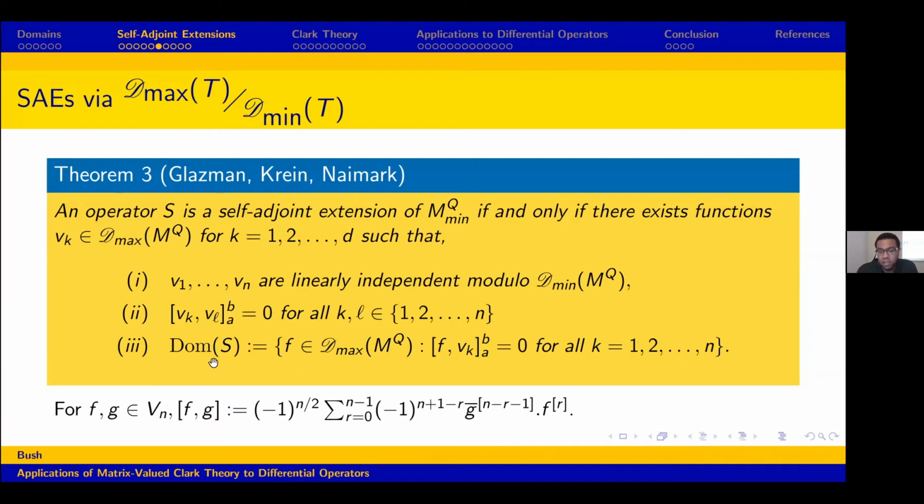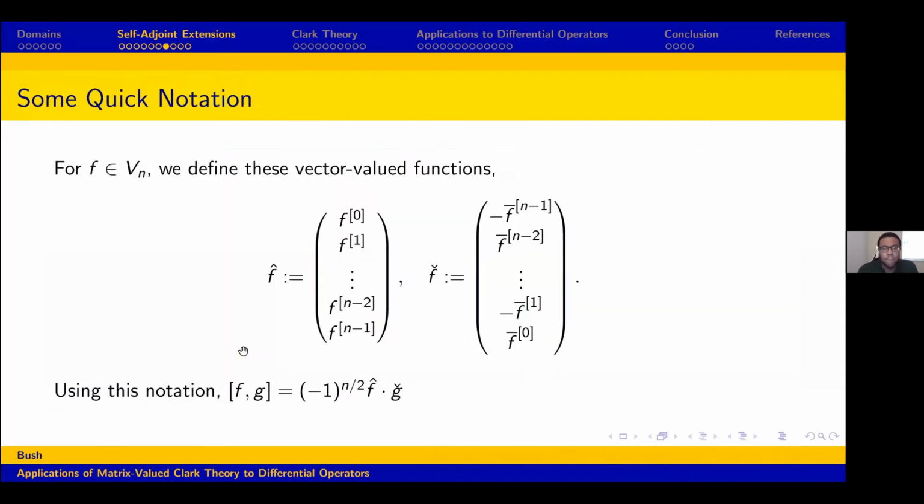And lastly, the domain has the following definition: the set of all functions that integrate against these n functions v_k to be 0. Okay, so that's the Glazman, Krein, and Naimark theorem. So in other words, what we're doing is we're taking functions that are in the maximal domain, beyond the minimal domain, and we're talking about self-adjoint extensions in terms of those functions. Whereas contrasting with the finite rank perturbation description is looking explicitly at basis functions for our defect spaces. So that's kind of how those two things differ. And before we move forward, just some quick notation.